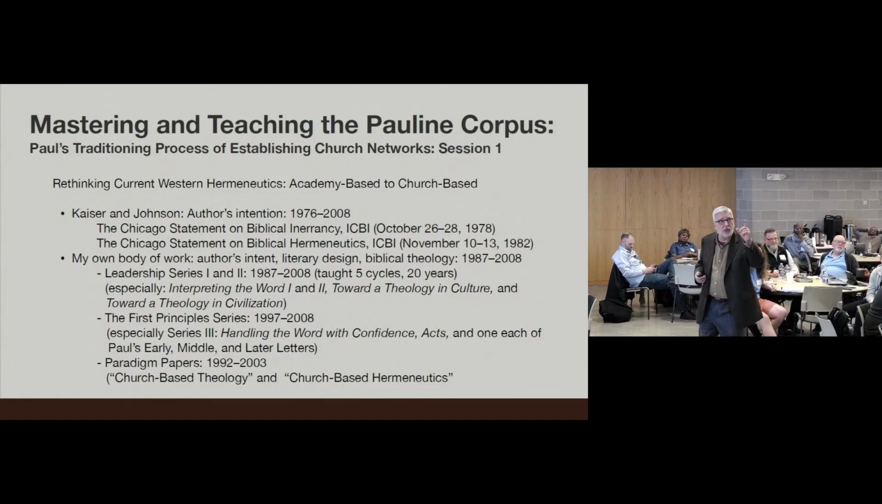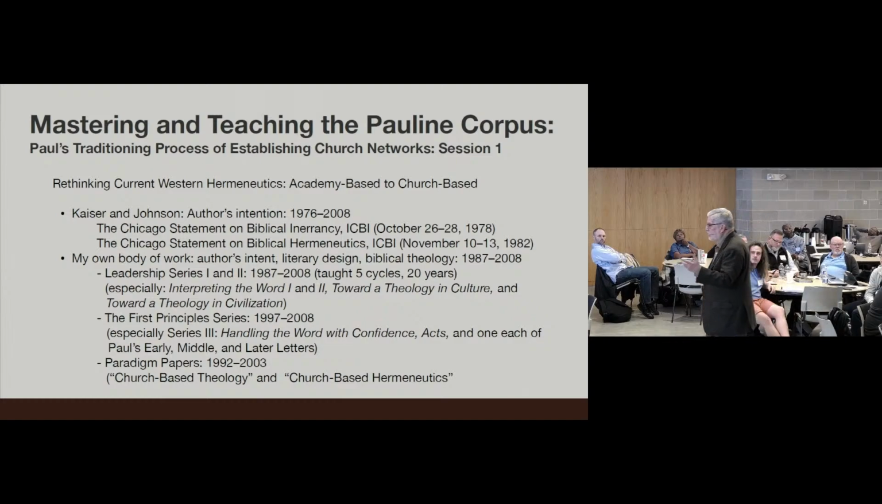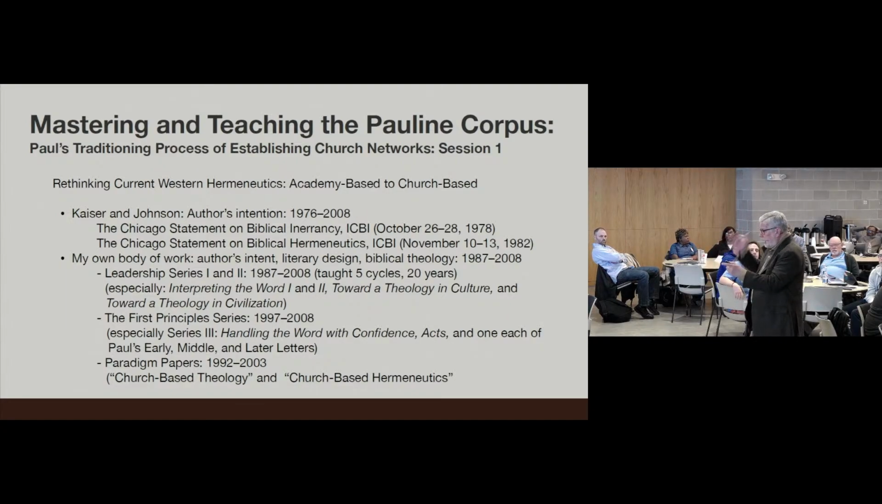The first one was the Council on Inerrancy. The second one was the Council on Biblical Hermeneutics, which is laying a foundation for a whole new hermeneutic. And both Elliot Johnson and Kaiser had articles in it. So I was able to dialogue for 3 or 4 days with this whole debate in terms of gaining the significance of why this hermeneutic has to change. And as a result, my own work unfolded over the next 20 years with Leadership Series 1 and 2, especially Interpreting 1 and Interpreting 2, and Toward a Theology and Culture, and Toward a Theology and Civilization. Those framed the hermeneutic.